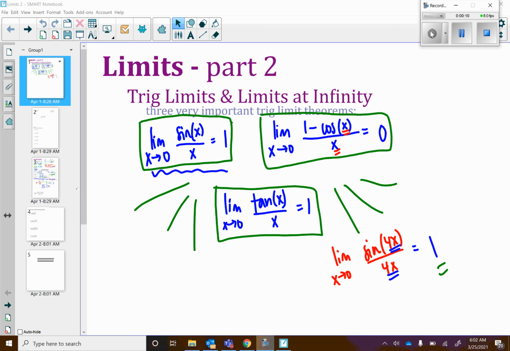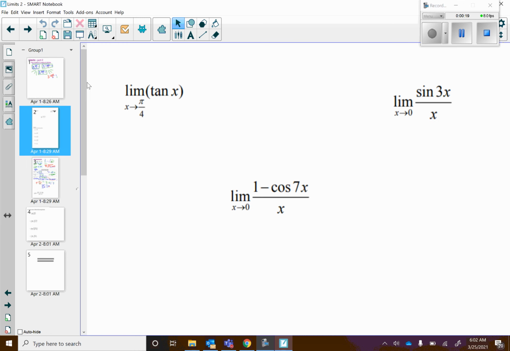Hopefully you have these written down. If you don't, you can pause the video. They were in the video you were supposed to watch for today, but sure, pause the video and write these down. So we'll start with the following examples.